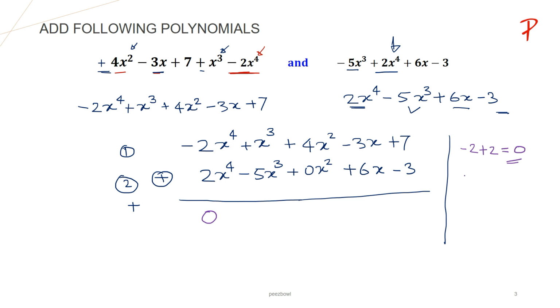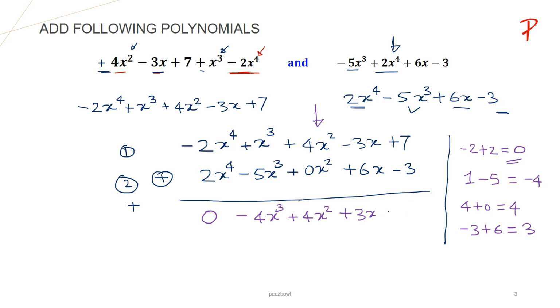For x to the power 3, we have 1. Here we have minus 5 at the bottom. 1 minus 5 is minus 4. So here we have minus 4x to the power 3, or x cube, right? And now here we have 4 plus 0. This is 4, right? So I will write plus 4x square. And then we have minus 3 plus 6, and this is nothing but 6 minus 3. So this is going to be plus 3x.